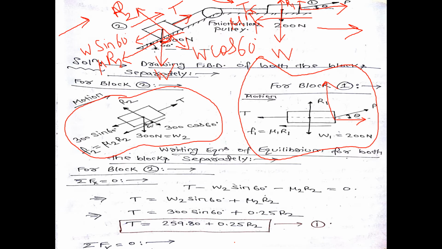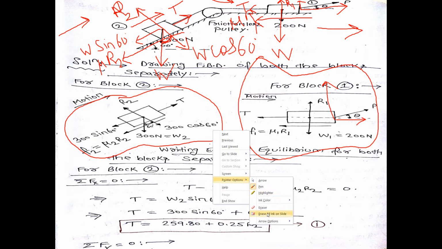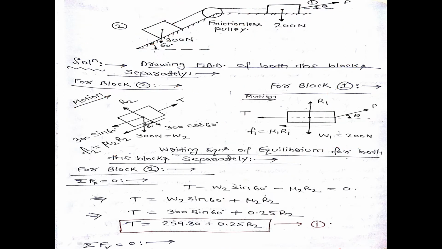Is it clear? The two FBDs of block 1 and block 2. Any doubt in this? No, sir, no doubt. Okay.